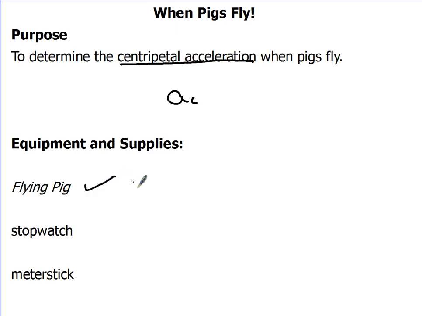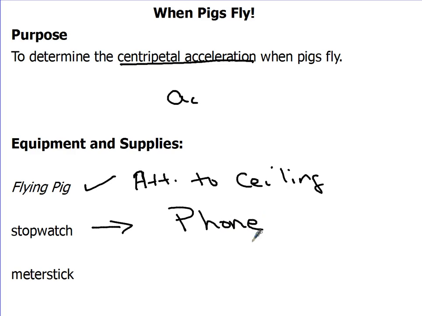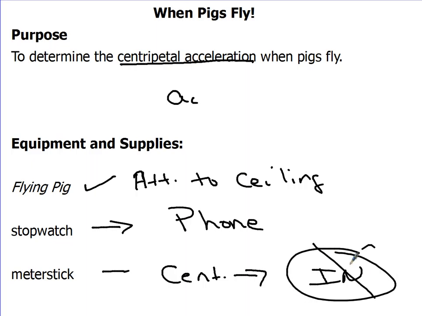We're going to need a flying pig. I have these already attached to my ceiling. You guys have been playing with them for a while. Now's the time we get to play. Now, you're going to need a stopwatch. You can use your phone as a stopwatch and a meter stick. Make sure your meter stick is turned to centimeters, not inches. Don't use the inch side.